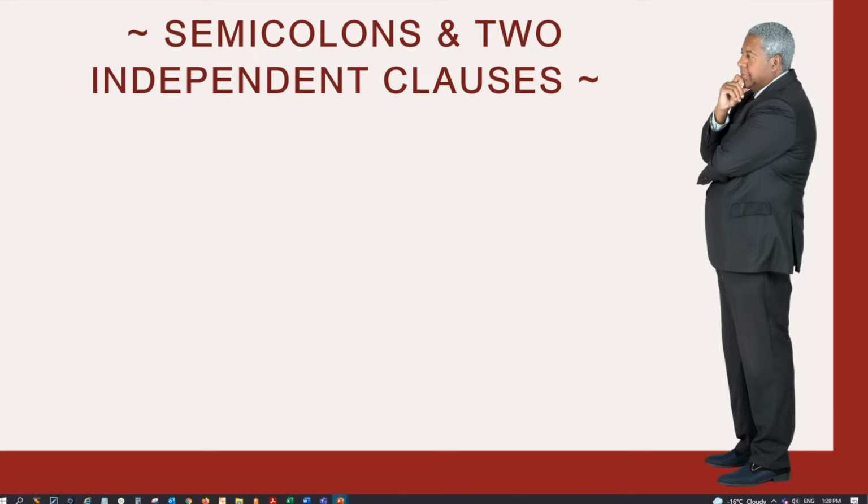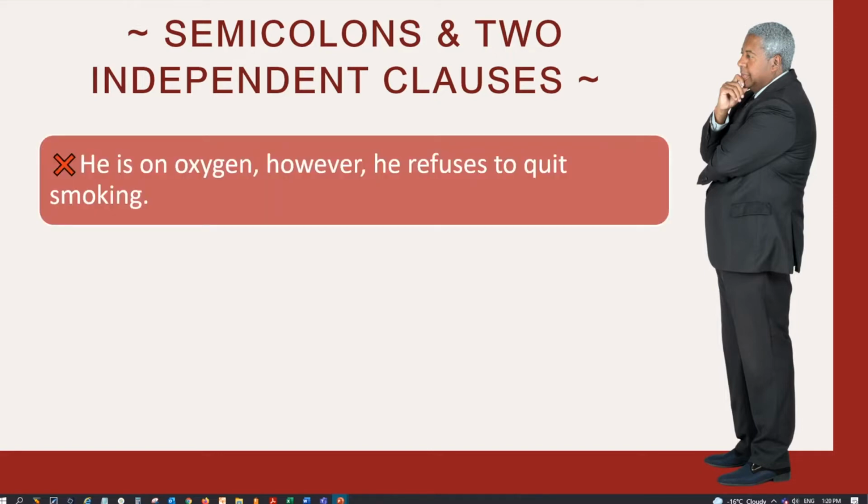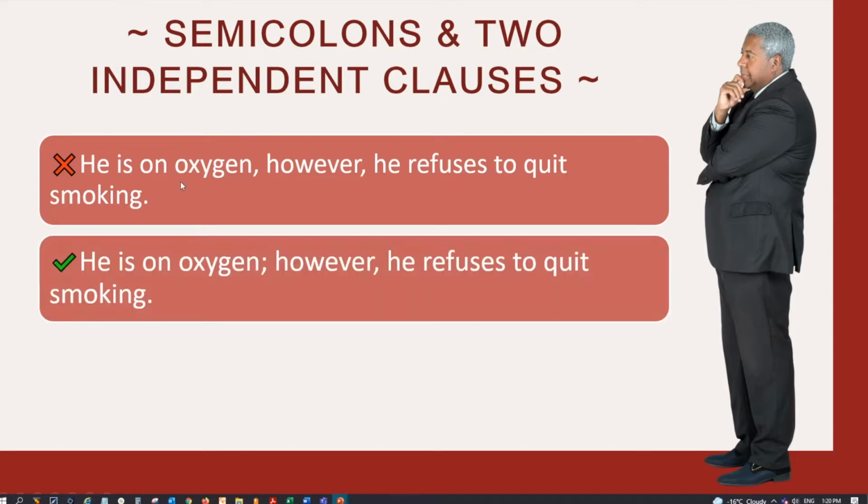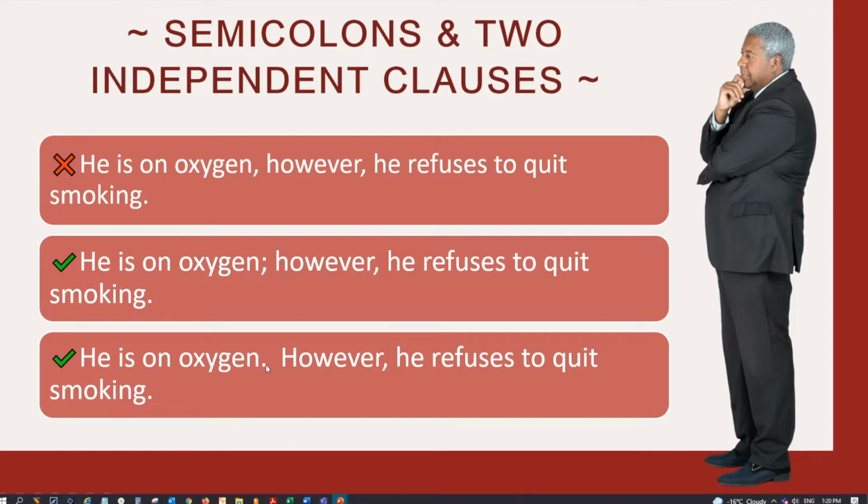Semicolons and two independent clauses. So we talked about this a little bit earlier when we talked about periods. But basically, when you have two complete sentences, I want to show both of these here. He is on oxygen is a complete sentence. However, he refuses to quit smoking. That's another complete sentence. So they're very closely related. So you can put a semicolon before however and join the two together. Okay, that's also called a transitional word. However is a transitional word. Now, you can choose instead to put a period before however.